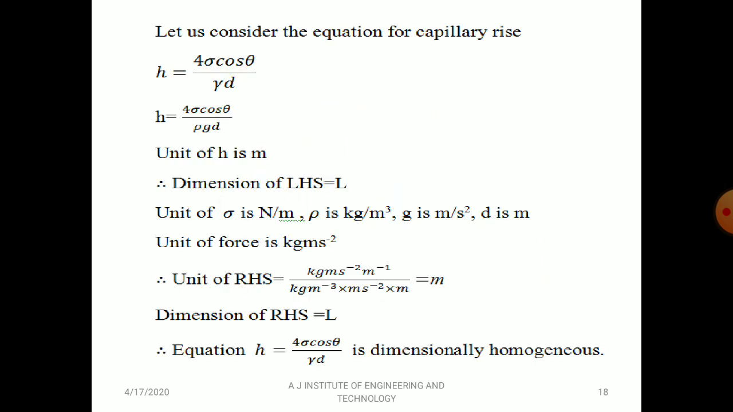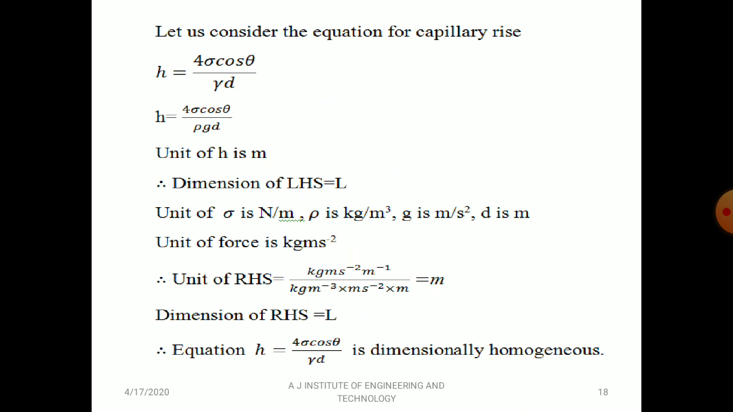Next, let us consider one more example, the expression for capillary rise. h equal to 4 sigma cos theta divided by gamma d. Sigma is the surface tension, theta is the angle between the glass tube and the water level, gamma is the specific weight, and d is the diameter.